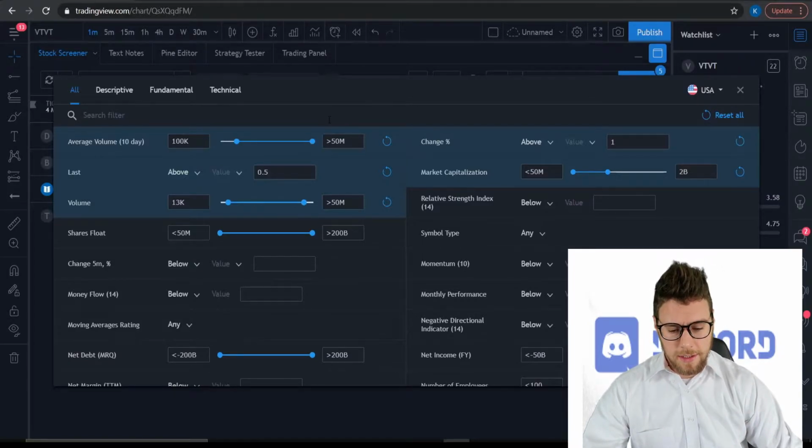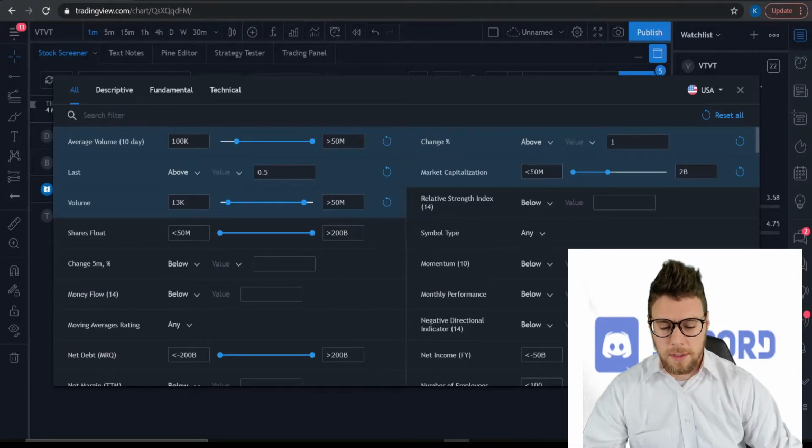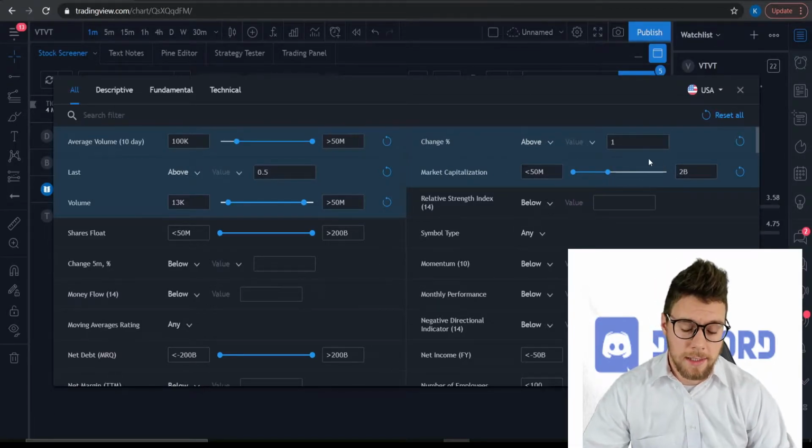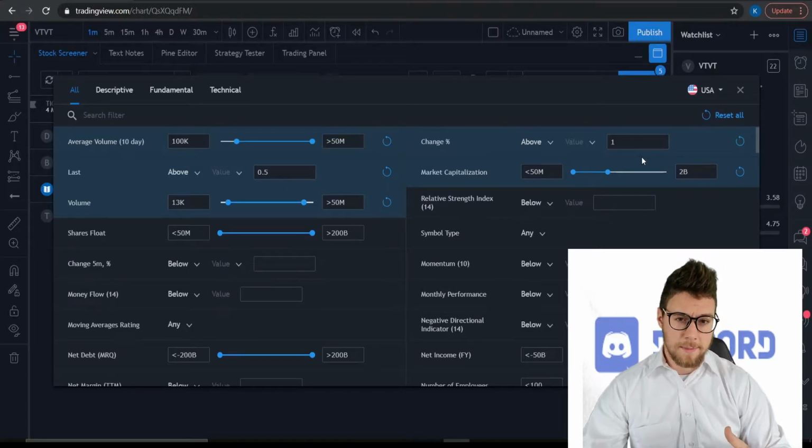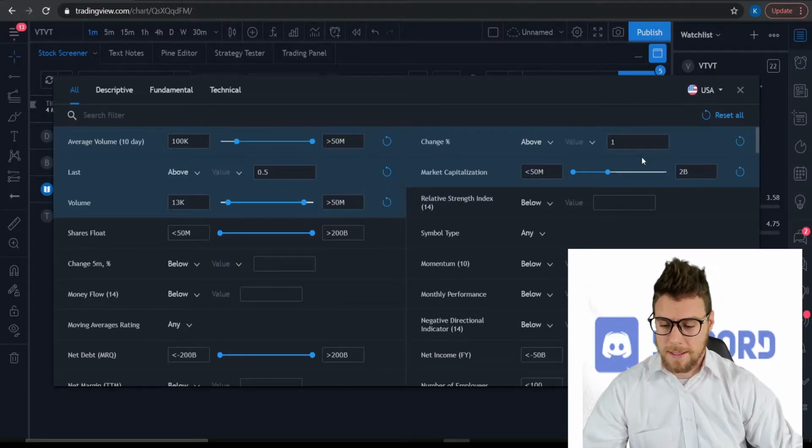So change is above 1. Market cap, I look for something between 50 million and 2 billion, and you can adjust this to your liking. This right here is a small cap scanner, and this is how I found VTVT.